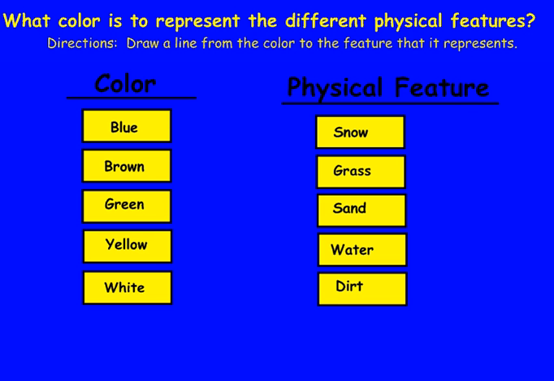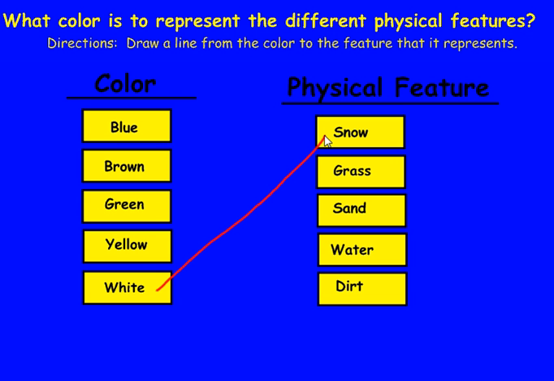So let's wrap up physical features. What color is used to represent the different physical features? Let's take a look. I'm going to draw a line from the one to represent it to the other. If I was on a map and I was going to color snow, do you know what color you would make it? I know what color I would make it. Did you say white? You're right. I'm sure that I would have to color snow white on a map.